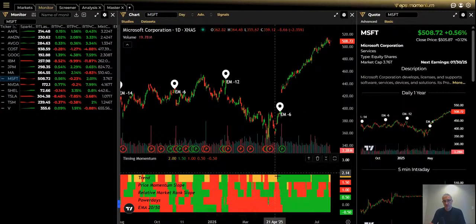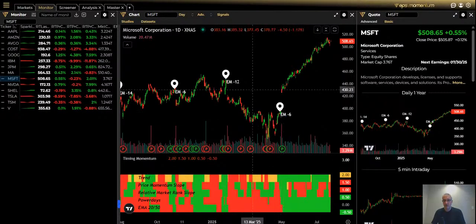Let me scale this down. So the trend indicator turned green here. It actually started consolidating and then turned green. After that, you get the price momentum slope, which is the acceleration of the price, turning green. After that, you get the relative market rank, so the relative strength of the stock, turning green as well.